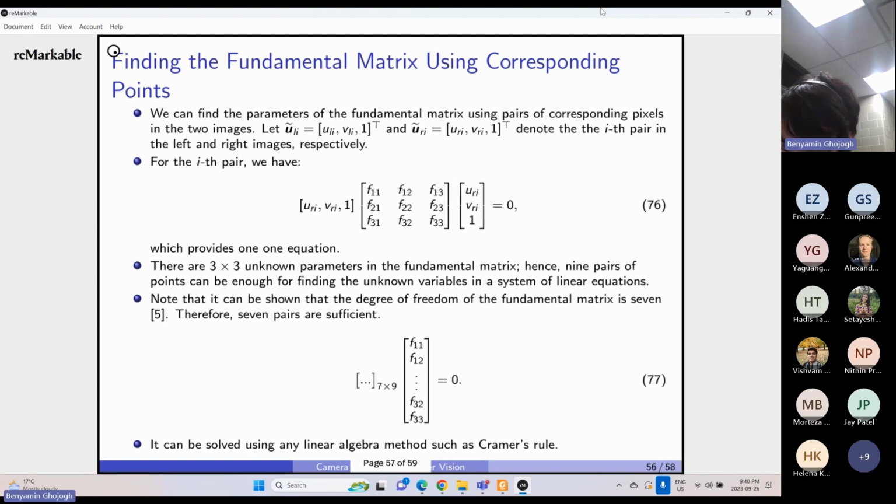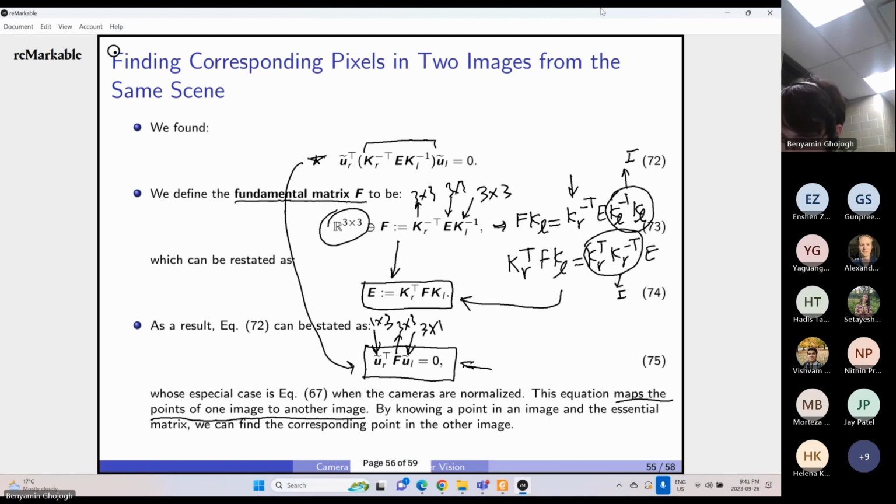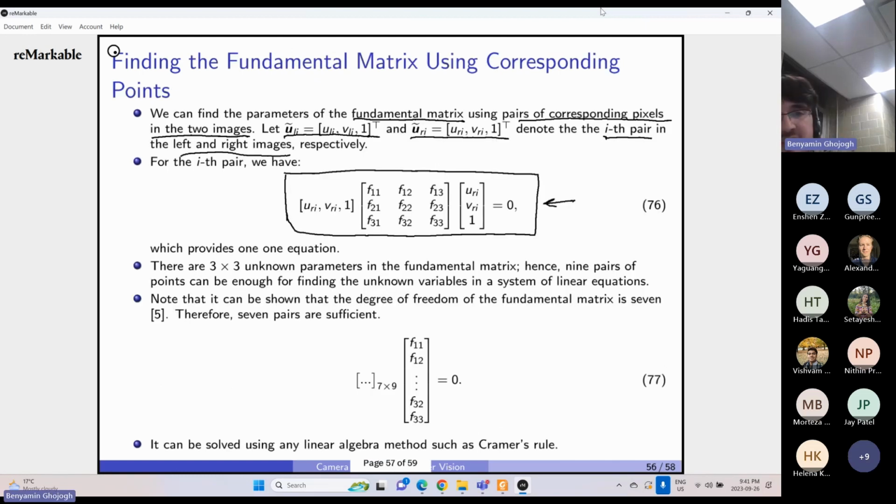We can find the parameters of the fundamental matrix. We need to find that, right? Using pairs of corresponding pixels in the two images. Consider u_Li tilde and u_Ri tilde. What do I mean? We have several pairs. They are the ith pair in the left and right images. For the ith pair, I can put it in this equation to have this. It's just one equation, right? It becomes one equation.